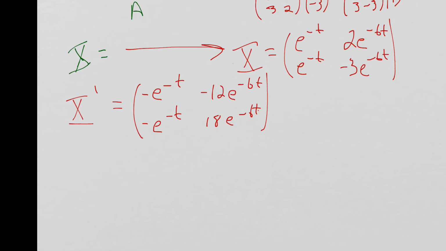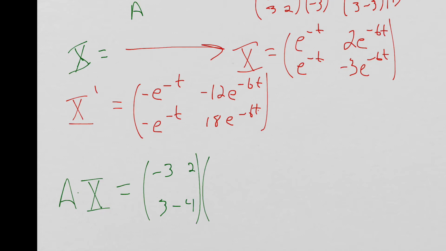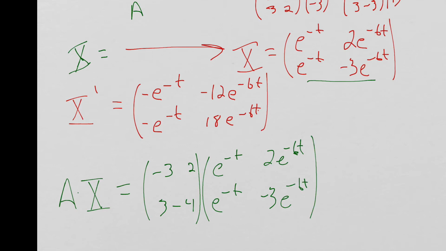So I want you to multiply A times X. I will remind you that A was negative 3, 2, 3, negative 4, and X, I'm just going to copy this line, e to the negative t, e to the negative t, 2e to the negative 6t, and then negative 3e to the negative 6t. And you should see something when you do this, right? There's a point to this. So go ahead, pause, do that work.